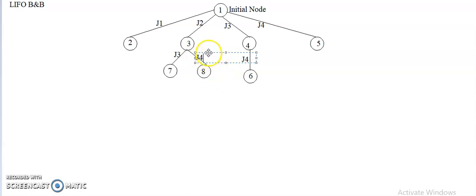So I can schedule job 3 or job 4. Job 3 I have scheduled and I am able to schedule job 4 also. So 2 nodes I have added into the stack. So now node number 8 is present on top of the stack.